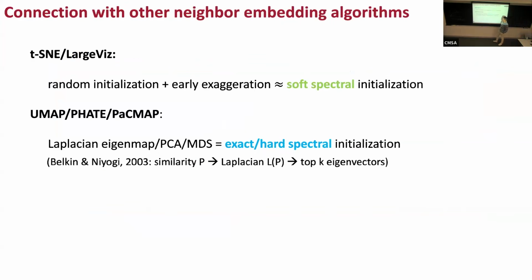Alternatively, another class of algorithms, including UMAP, starts from spectral embedding. So the initialization is spectral embedding. That could be PCA embedding, could be MDS embedding, or directly Laplacian eigenmap. In the case of Laplacian eigenmap, there is a very interesting connection between the two. The first one is a weighted average of all the eigenvectors ranked by their corresponding eigenvalue importance. However, the Laplacian eigenmap is a kind of hard spectral initialization, where you are given a K and then you just use the top K eigenvectors.